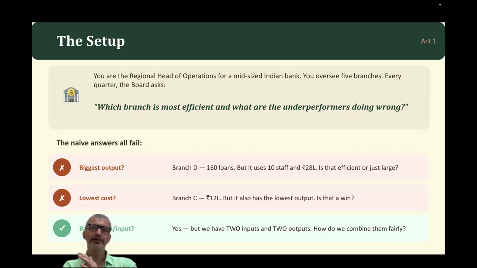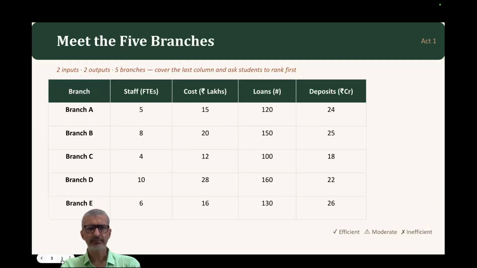But best output versus input works when you have only one input. But here you have multiple inputs. With two inputs and two outputs, there is one option which is to use data envelopment analysis. And we'll look at that how.